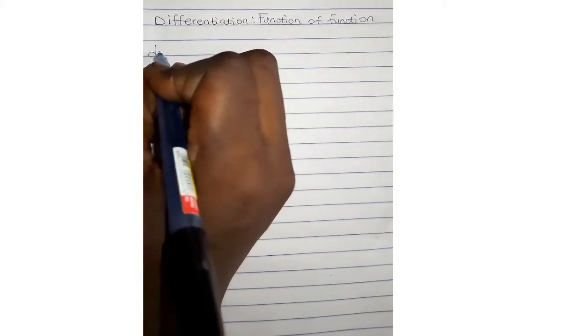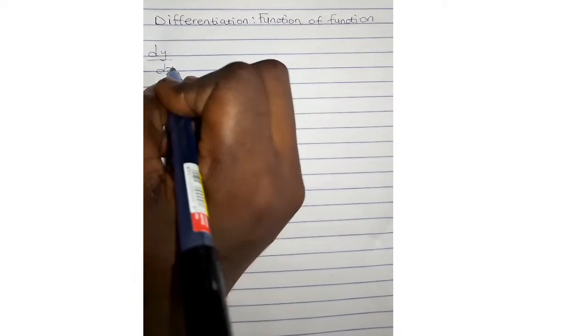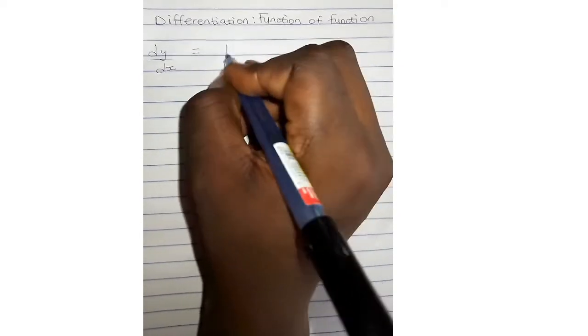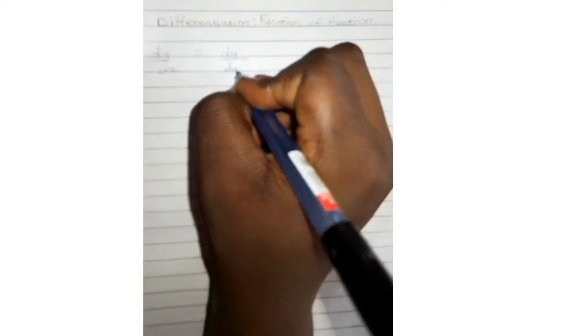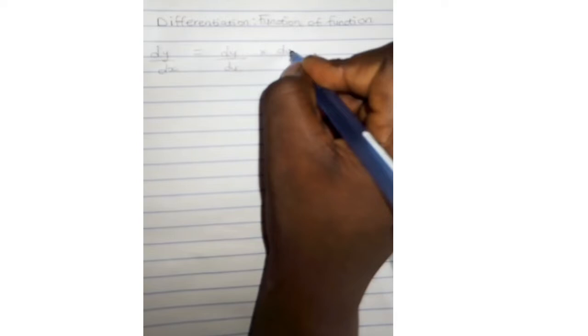In this video we are going to talk about a branch of calculus called differentiation. Another differentiation we are going to talk about is function of function, also known as chain rule. Now the formula for function of function or chain rule is given as dy/dx equals dy/du times du/dx.